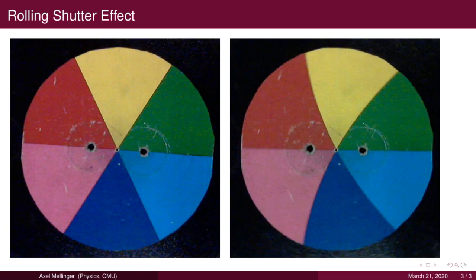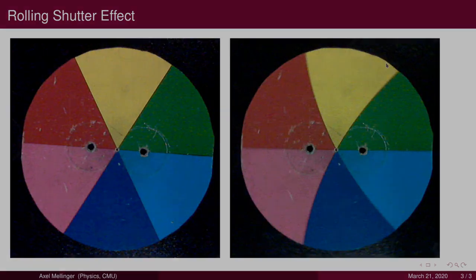This is an artifact due to the way the digital image sensor of the webcam is read out. In the lab manual, there's a link to a YouTube video that explains this rolling shutter effect, and that same video is also linked on YouTube below.